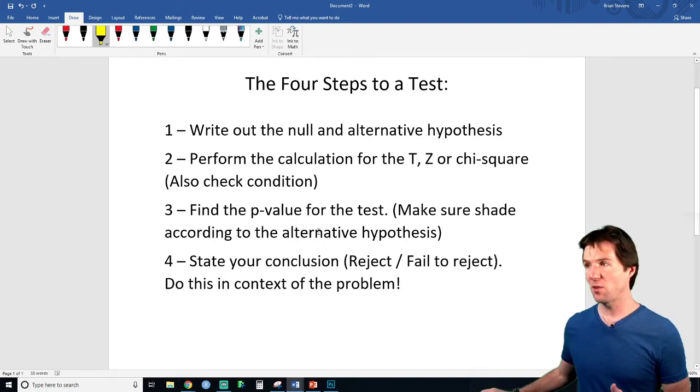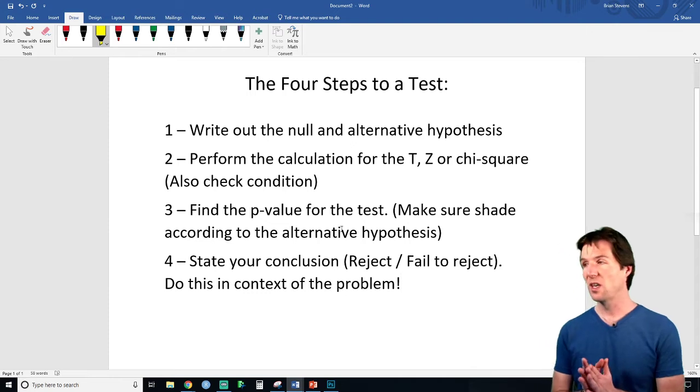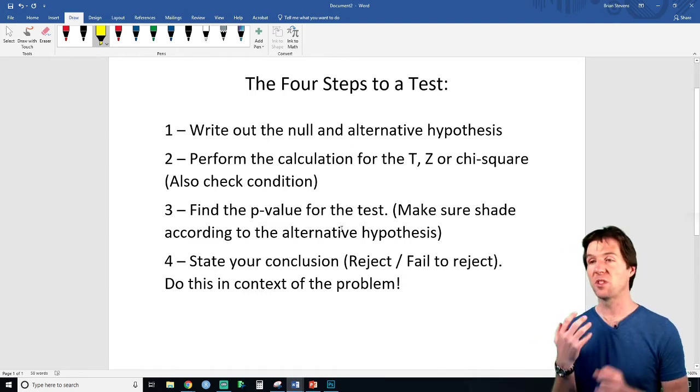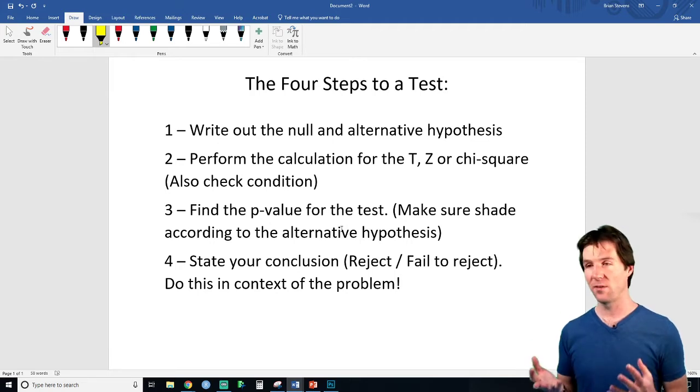You can do many different types of tests, and we'll be talking about that today. But these are the 4 steps, and as we work any one of these problems, I'm simply going to come back to these 4 steps here, and we're going to look at each one of these.